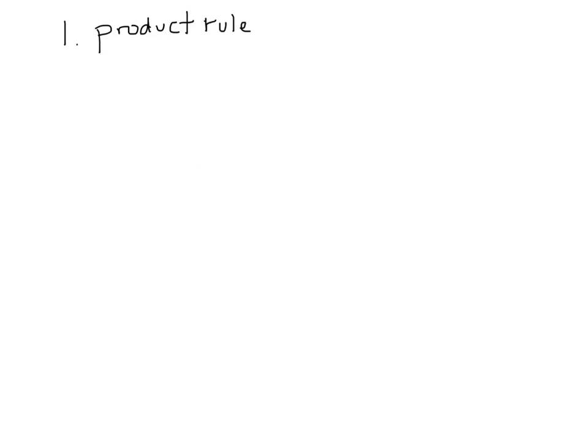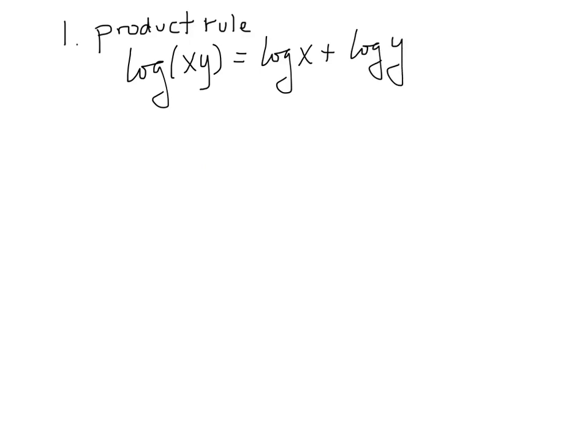Okay, the first rule is the product rule. If you have the product of two numbers and you want to take the log of that product, and we'll call the two numbers x and y for now to keep it general, I will tell you that that is equal to the log of x plus the log of y. So logs take a product and turn it into addition.